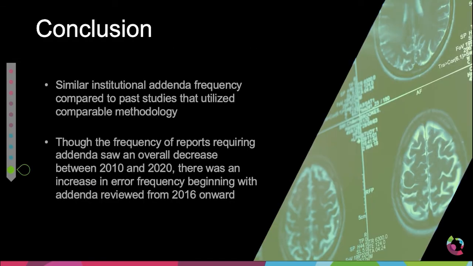In summary, we saw a similar institutional addenda frequency rate compared to past studies that utilize comparable methodology, and we also saw an increase in the frequency of addenda created as a result of overread, underread, and poor communication over the prior decade. Continued work can help to potentially identify factors associated with errors in pediatric radiology reports in order to provide insight into improving resource allocation and best practices, with the ultimate goal of minimizing patient harm.